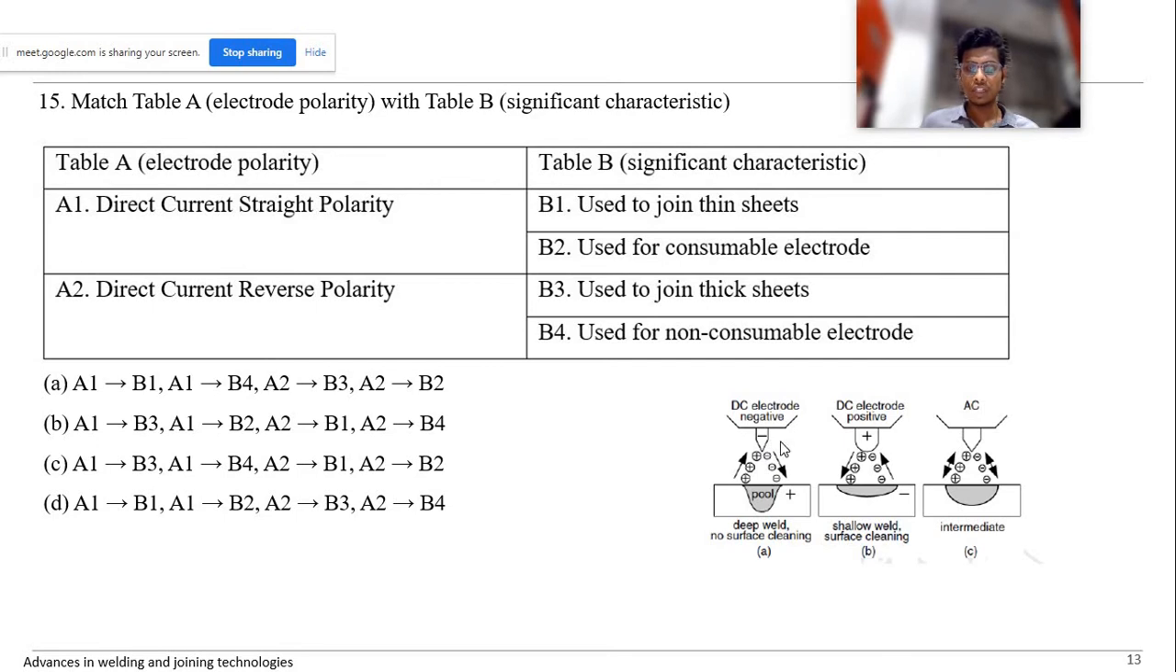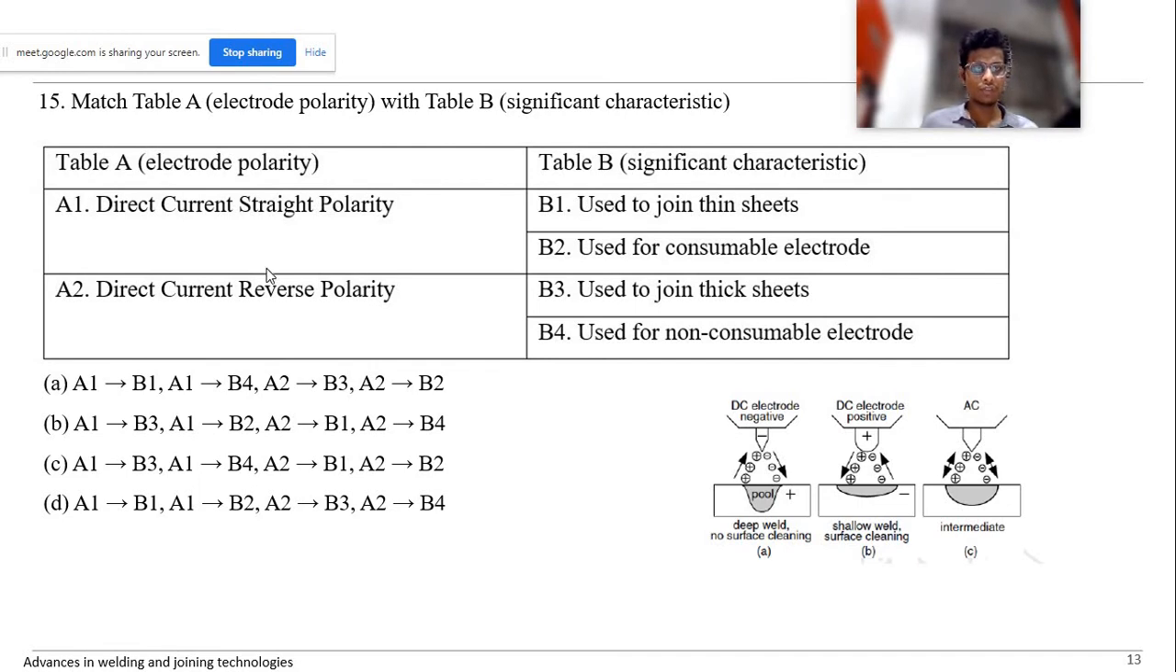If it is consumable, the metal will melt and form a droplet, and the detachment of the droplet takes place in the molten pool, and deposition takes place. But in case of non-consumable, there is no such thing. Then there is no requirement of more heat on the electrode side, right? So DC direct current straight polarity, DCEN, is used for non-consumable electrodes. So A1 matches B3, B4. A1 B3, A1 B4. Yeah. So C is the correct answer.